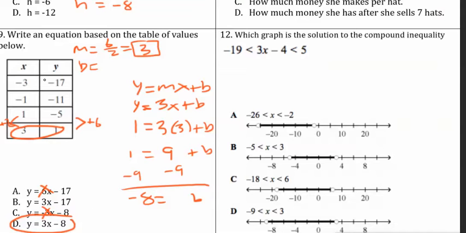Now I also could have known that by looking up here. I see that when y is negative 17, x is negative 3. Since x is negative 3 and not 0, I know that this is not my y-intercept. So I could have eliminated that answer as well.